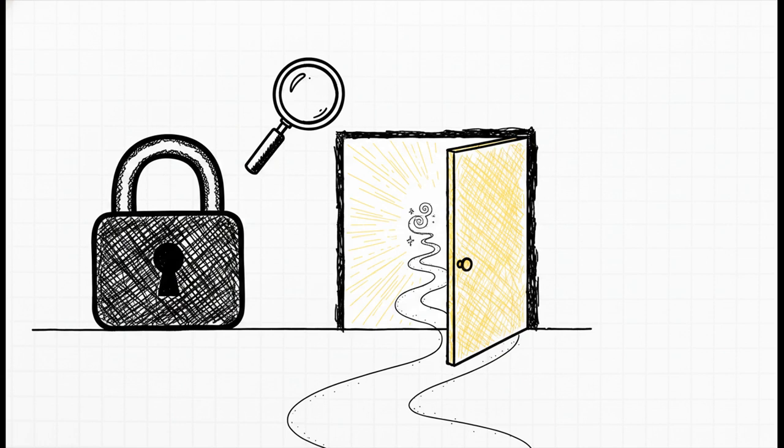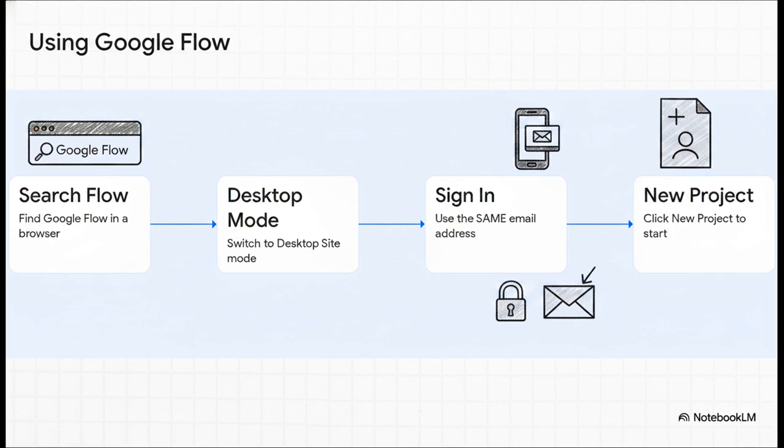Let me show you exactly how to do this. First, you open up a web browser on your phone and search for Google Flow. Click on the very first site that pops up. Now, this is a super vital tip straight from the source. Make sure you switch your mobile browser into desktop site mode. Google Flow is really heavily optimized for a desktop environment, even if you're holding your phone. Next, and this is absolutely crucial, you must sign in with the exact same email address you used on the Gemini app. Once you're all logged in, just click New Project.